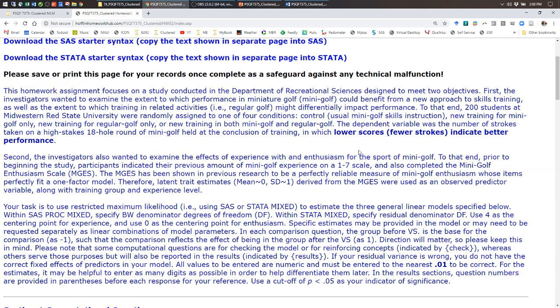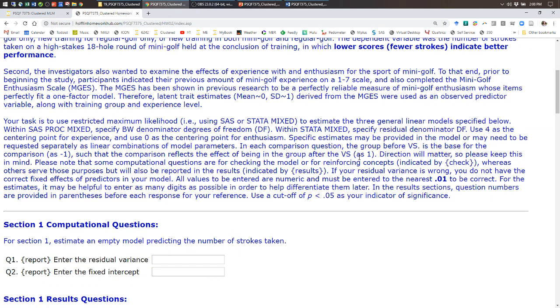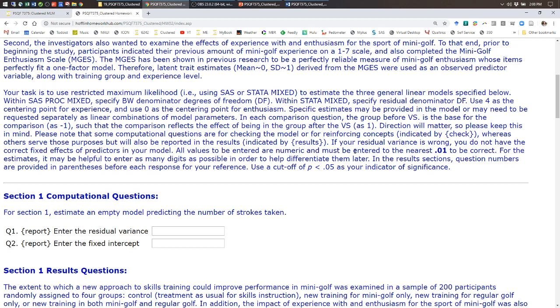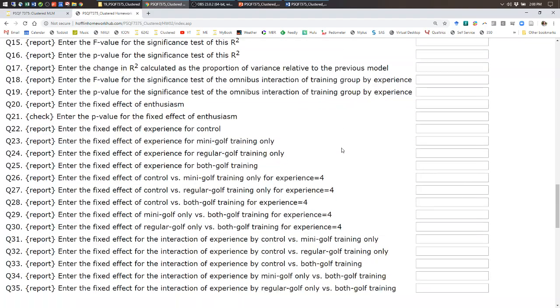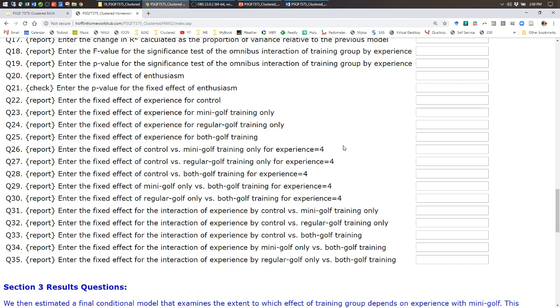So what's a versus b? Before, I mean, the group before "versus" is the base. Yeah, so there are several questions like this one. Fixed effect, control versus mini golf. So in the estimate statement, the one that is before gets the -1 and the one that's after gets the 1. Otherwise, the answer will still be correct, but it will be exactly backwards in sign relative to what's here.